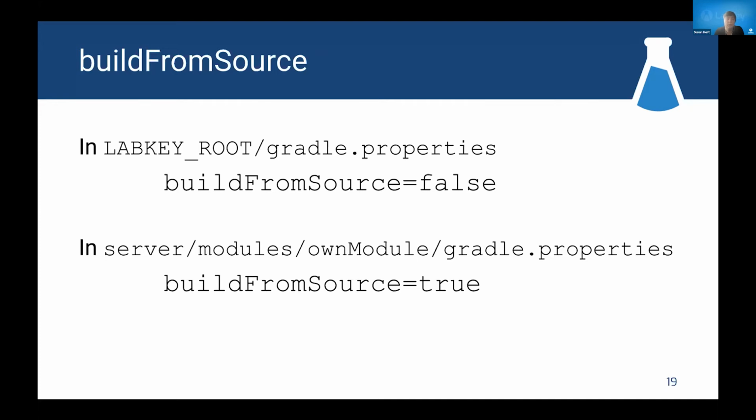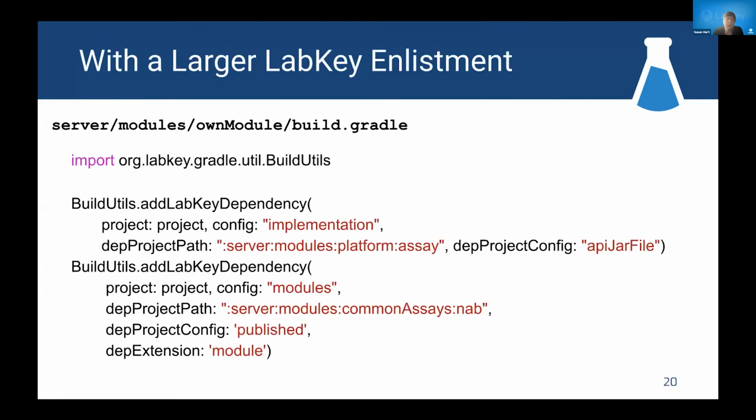But you can override that by, in your own module, you create a Gradle.properties file that has build from source set to true. And then it has a similar effect, not exactly the same, to the minimal example, where I'm building only my module, I'm not building anything else. And one difference here between the minimal enlistment and the I'm using build from source is the use of this utility method that I talked about.